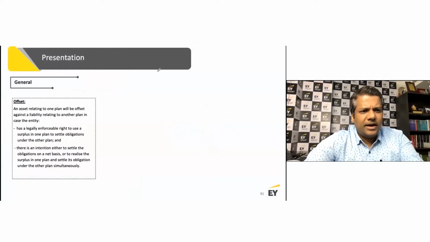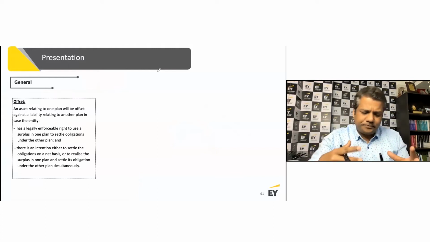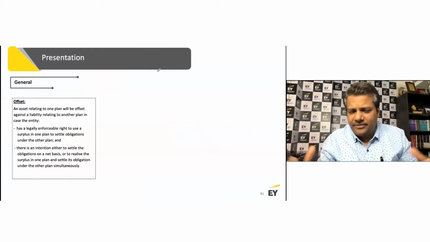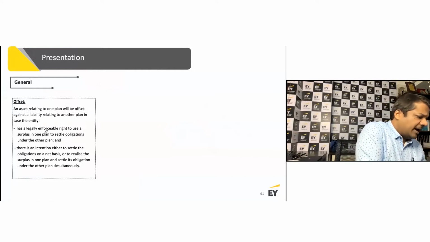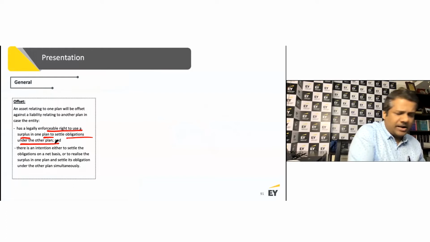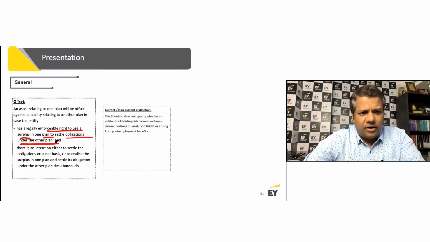So there is a possibility of offsetting, which I said: if I have a funded plan, you have to look at the offsetting in a way that the creditors, in a bankruptcy situation, do not have access to the assets of that fund. So we talked about that, funded plan and unfunded plan and all of that. So a legally enforceable right to use a surplus in one plan to settle an obligation under the other plan. So you have to again be very, very careful. You have to look at the offsetting principles.